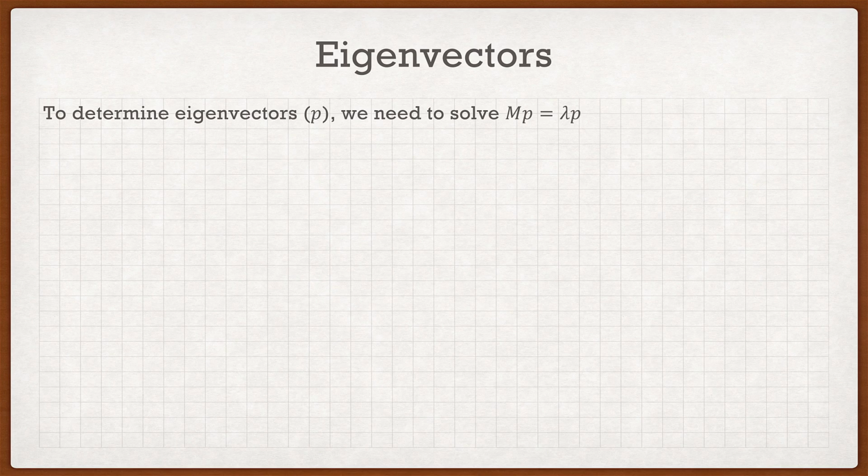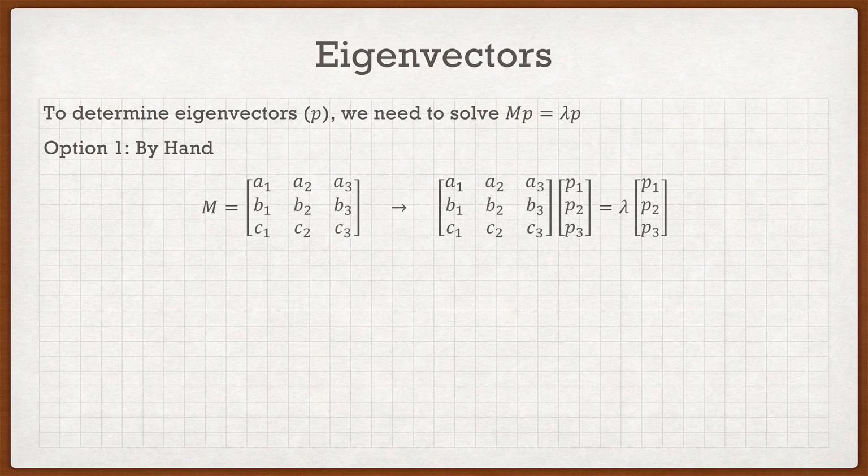So to determine the eigenvectors, which we're going to say P, we need to solve the equation MP is equal to lambda P. So we have the option to solve it by hand, so we can expand everything out. We have our nice matrix times the vector P is equal to lambda times the vector P. And again, we know everything in that matrix M, so all the A values, the B values, and the C values we know. Lambda we also know. So our only unknowns right here are P1, P2, and P3.